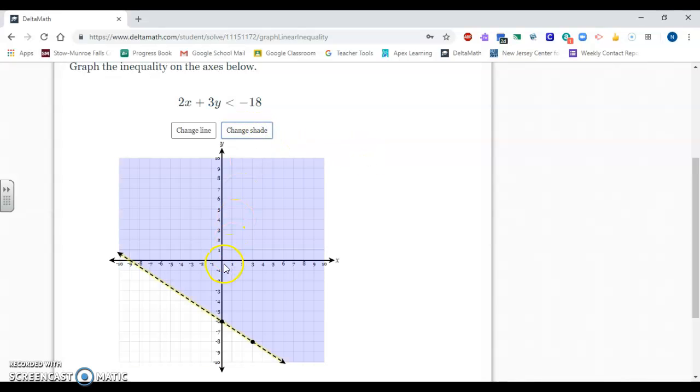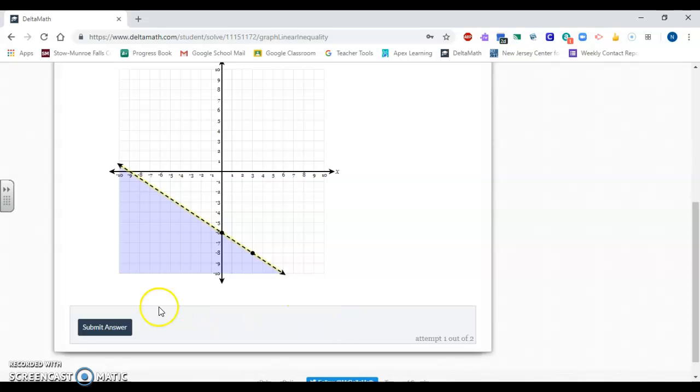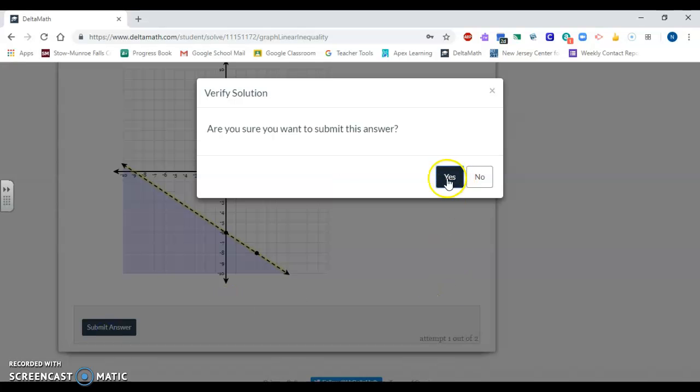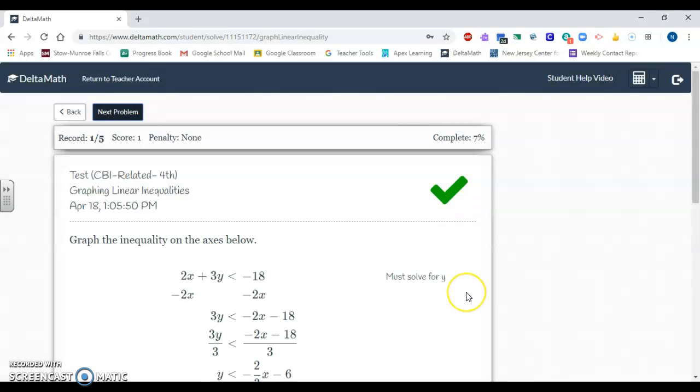0, 0 was right here. Alright, we said that statement was not true. 0 is not less than -18. So I change the shading, and I should be shading below the line. I go ahead, submit my answer. We're good to go. They show you all the work.